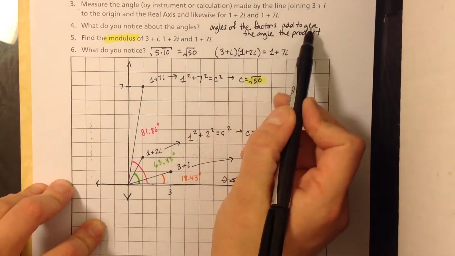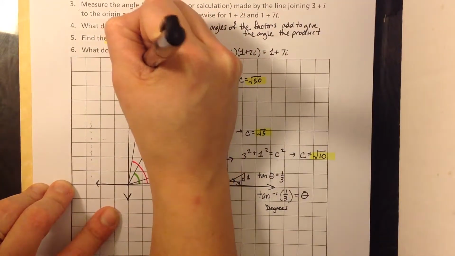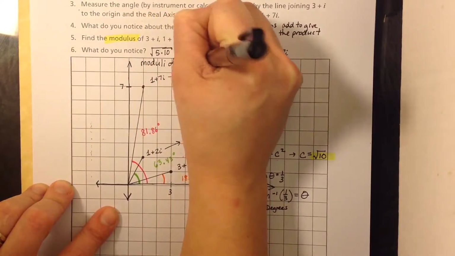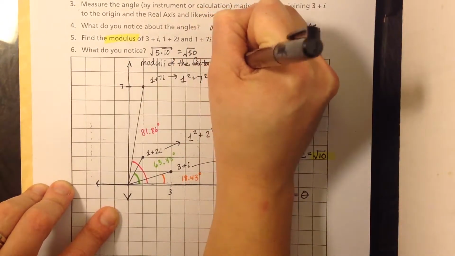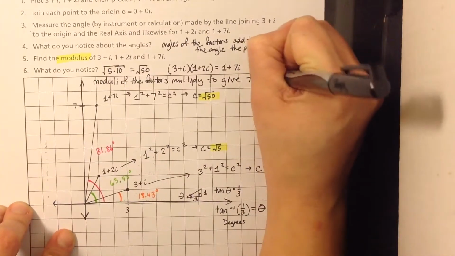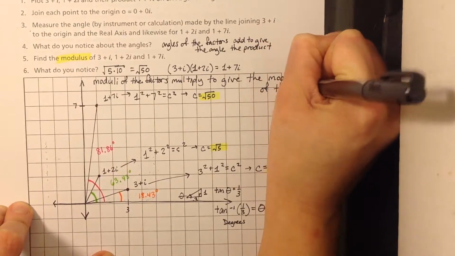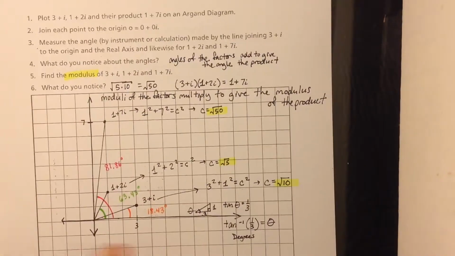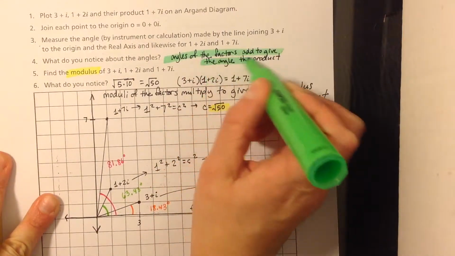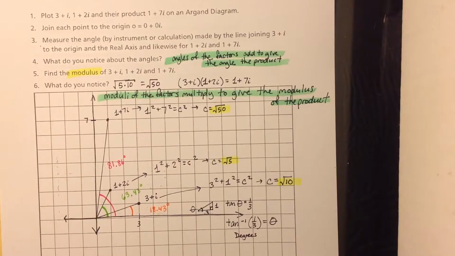So the angles of the factors add to give the angle of the product, and the moduli of the factors multiply to give the modulus of the product. So those are our two conclusions from working with the multiplication of complex numbers. The angles of the factors add to give the angle of the product, and the moduli of the factors multiply to give the modulus of the product.